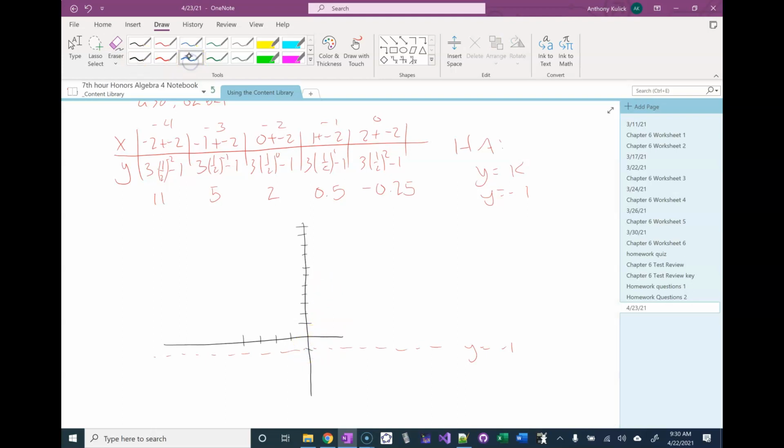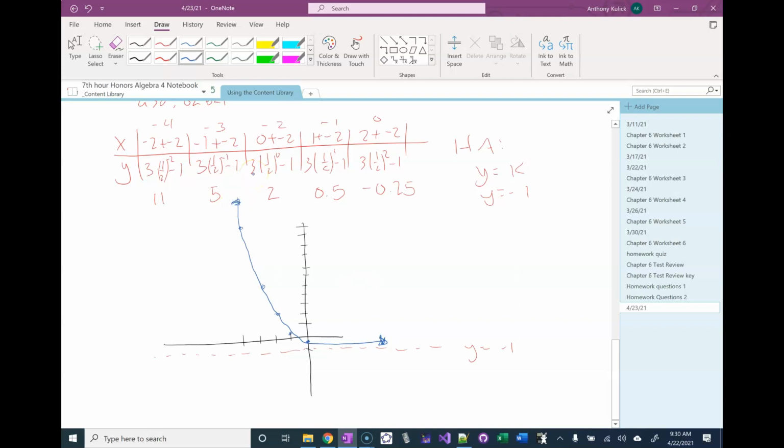Make that a little neater. So I'll go ahead and graph. So (-4, 11), (-3, 5), (-2, 2), (-1, 0.5), (0, -0.25). So my graph is going to look like this. Arrows at both ends.